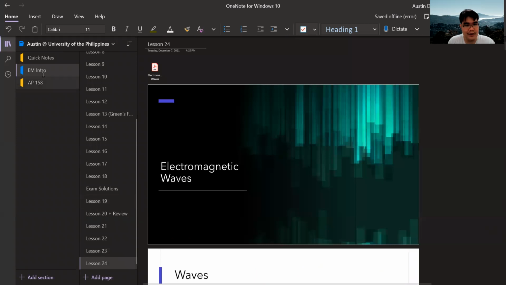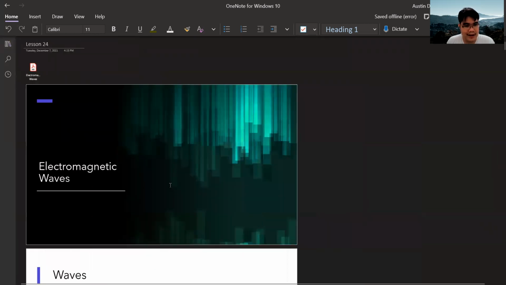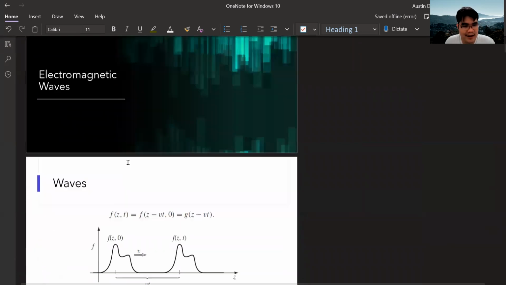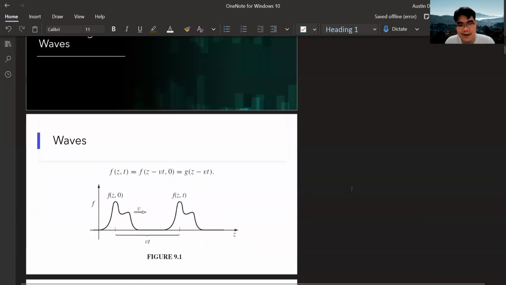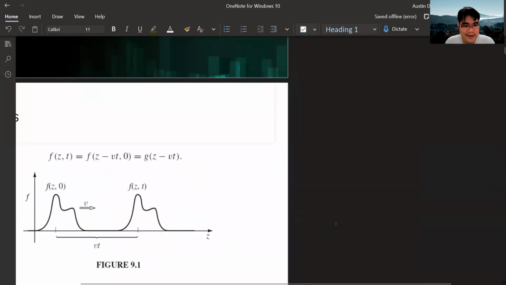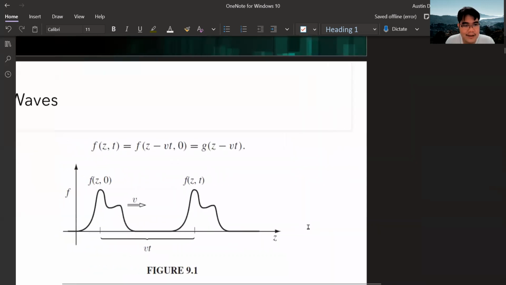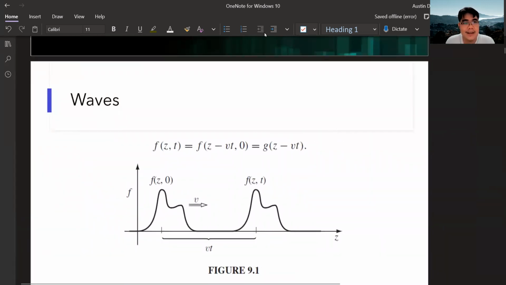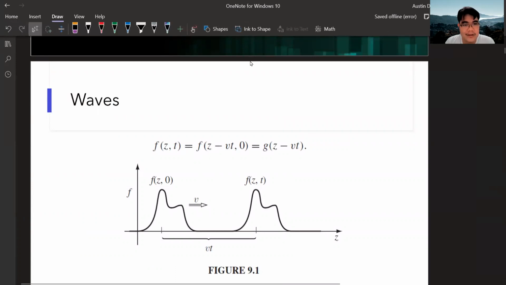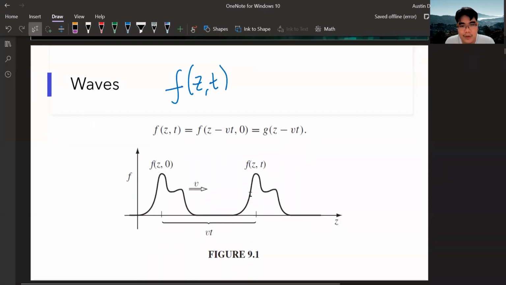So we now continue our discussions on electromagnetic waves. Ang electromagnetic waves, talakayin muna natin kung ano yung mga waves. Paano ba natin sinusulat ang waves? So waves can be mathematically represented by a function. Siyempre, yung function mo f should be a function of space and time. This tells you kung nasaan na yung wave mo and kung anong oras siya nandun.